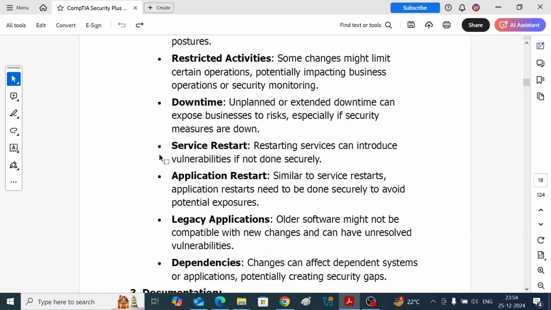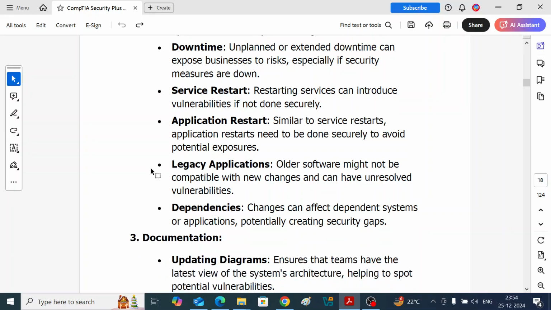but this restart can introduce new vulnerabilities if it is not done securely. So all the secure measures need to be taken into consideration before restarting the service, to ensure that vulnerabilities are kept at bay. At least those vulnerabilities which can be quite bad for our business.